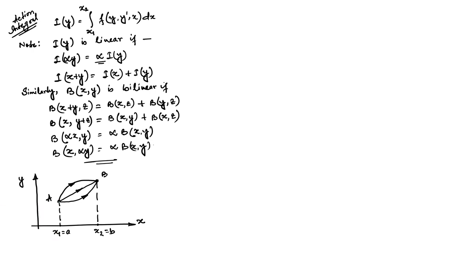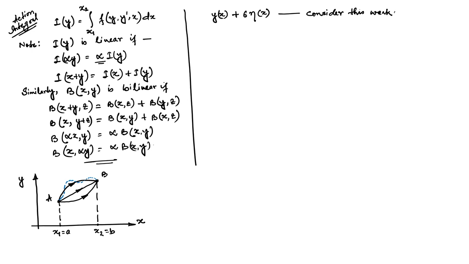And for that, what do we do? Just like in case of function, where we applied a small variation over x, here we will again apply a small variation. Our objective is to find out y of x. So, we apply a small variation, just like we did in case of function. We consider this weak variation. Why weak variation? Of course, there are other types of variations, there are strong variations, but for the time being let us consider this weak variation.